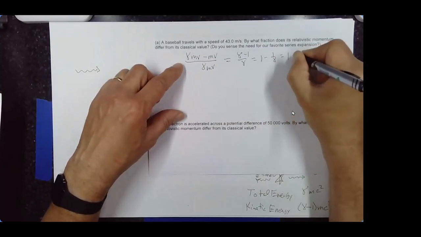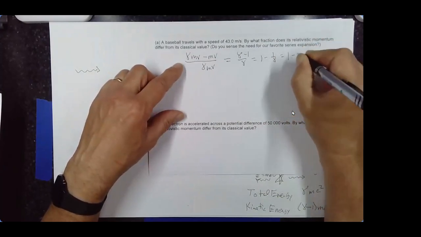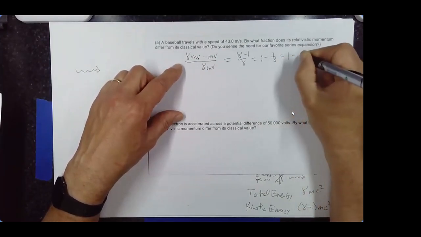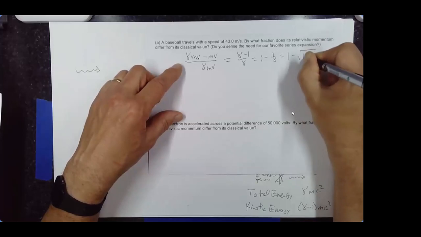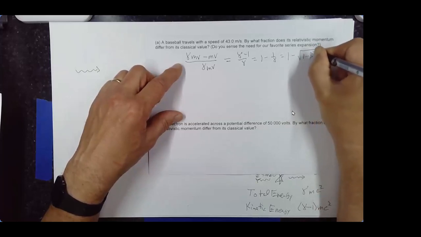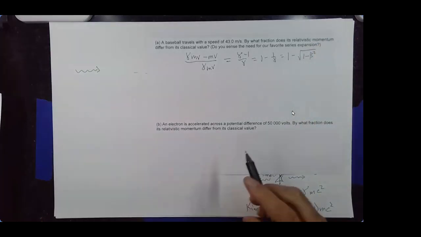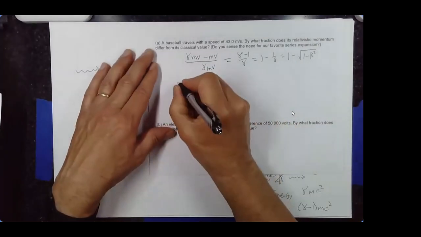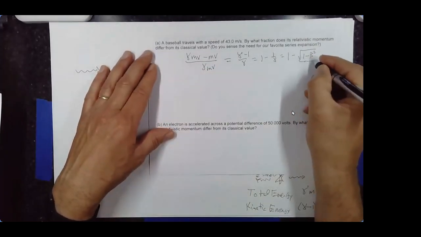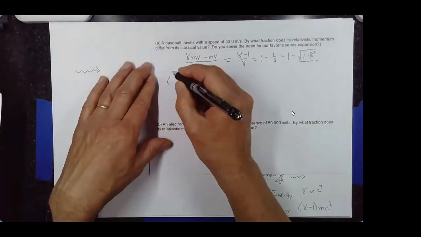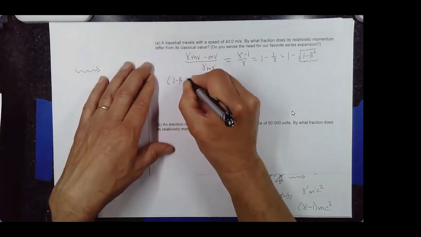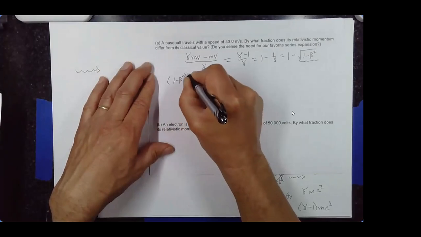equal to 1 minus, gamma is 1 over the square root of that stuff. So it'll just be the square root of 1 minus beta squared. So we get to do a series expansion on this thing. That would be 1 minus beta squared to the 1/2.